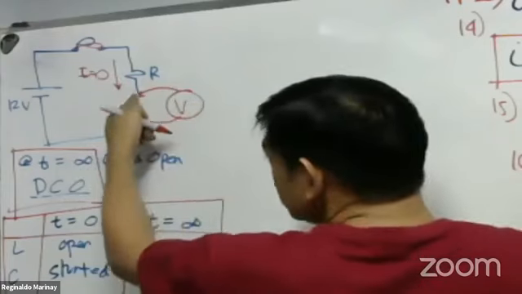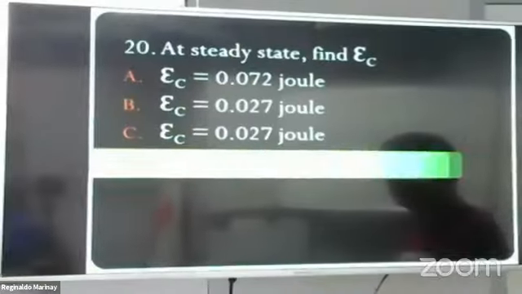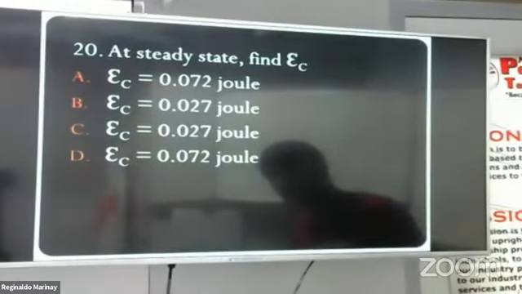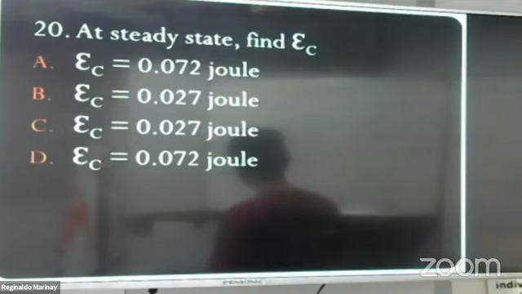Okay. So what is the value here, anak? Pakita natin sa PowerPoint. Ano sagot nyo dito? Apple, boy, cat, dog. Okay. The answer is letter D, no? 0.072, of course, in joules. Okay?